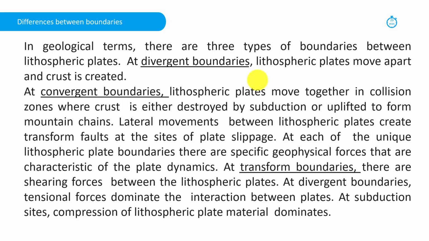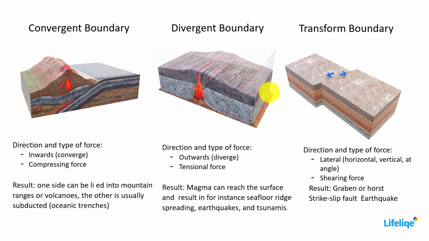And think about the third type of movement, at a transform boundary, and this is where you have lateral movement and the plates are sliding past each other. There are shearing forces between the lithospheric plates. And then finally, at divergent boundaries, there's tensional force that dominates the interaction between the plates. And then at subduction sites, there's compression of the lithospheric plate material. Here are some images that depict these concepts.